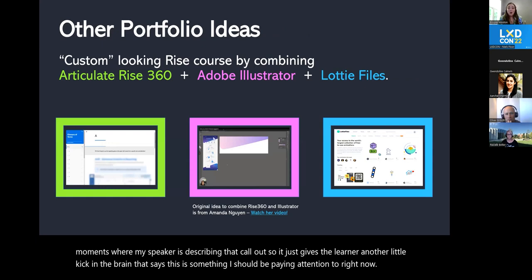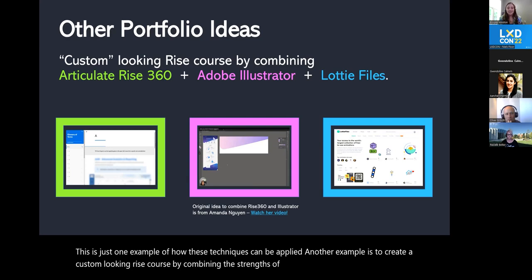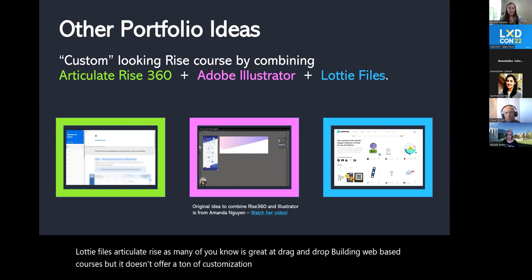Now, this is just one example of how these techniques can be applied. Another example is to create a custom-looking Rise course by combining the strengths of Articulate Rise, Adobe Illustrator, and Lottie files. Articulate Rise, as many of you know, is great at drag and drop building web-based courses, but it doesn't offer a ton of customization options. That's where Illustrator comes in, because you can create custom image blocks, download them, and put them into your Rise course.